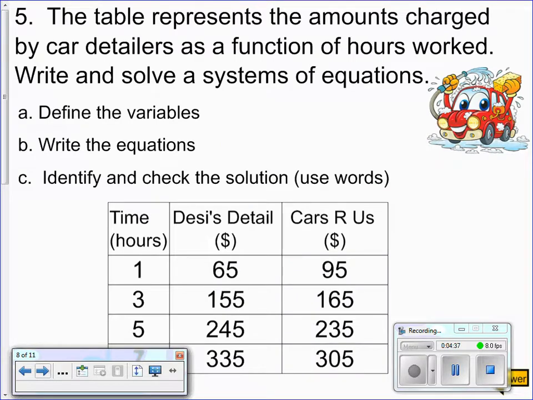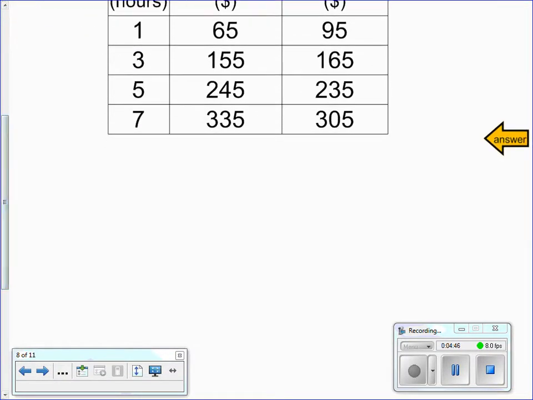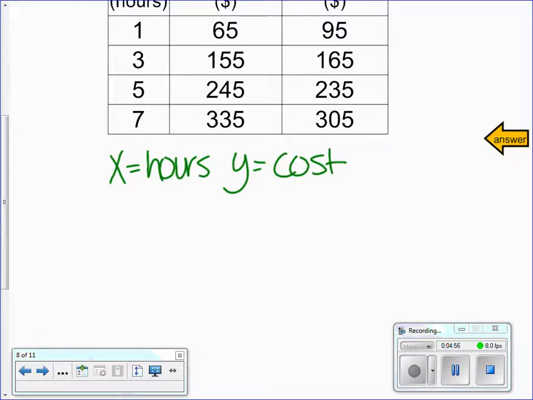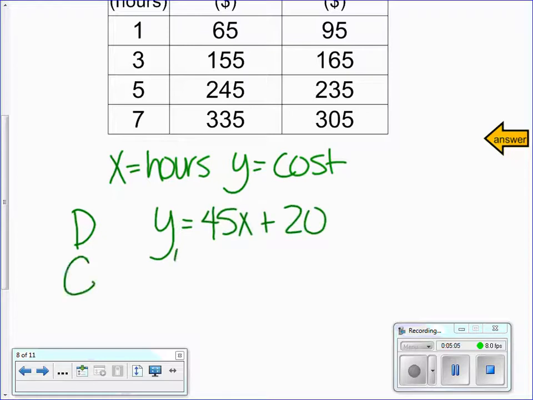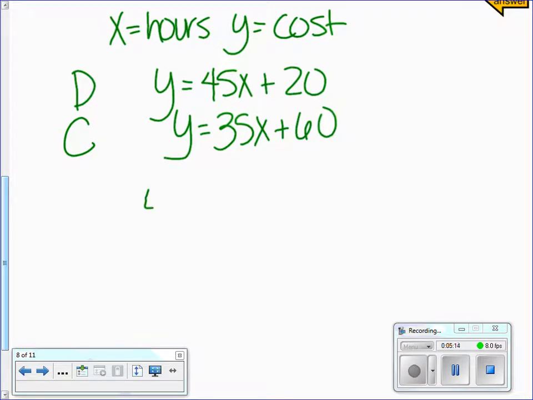The table represents the amount charged for car detailers as a function of the hours worked. Write and solve the system of equations. The first thing I need to do is define our variables. So x is the hours, and y is our total cost. For Desi, it's y equals 45x plus 20, and Cars R Us is y equals 35x plus 60. They both equal y, so they equal each other: 45x plus 20 equals 35x plus 60.